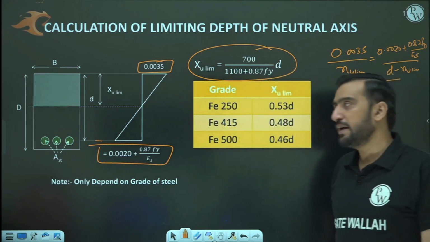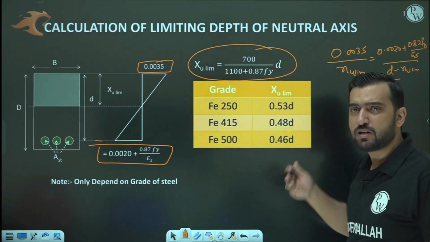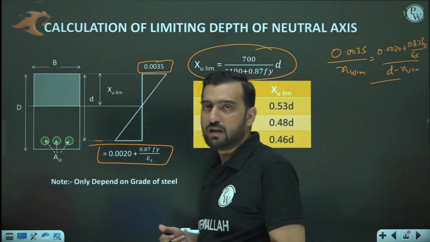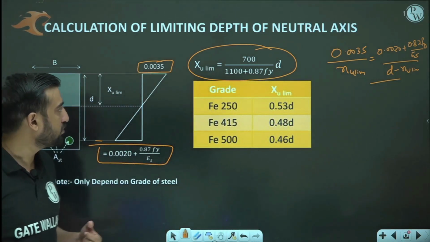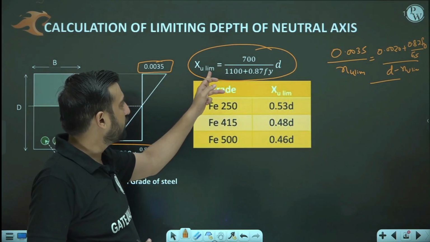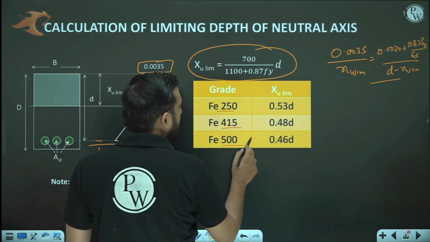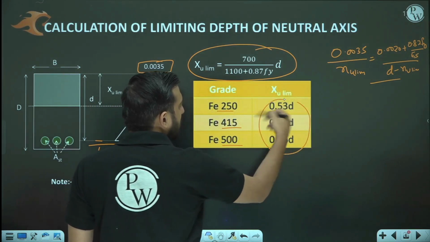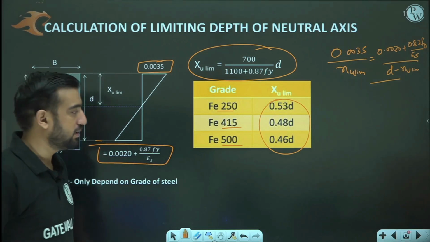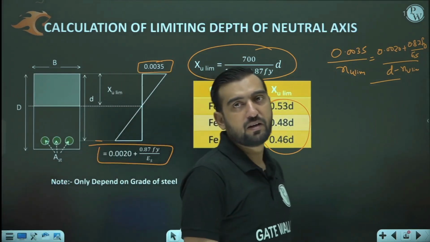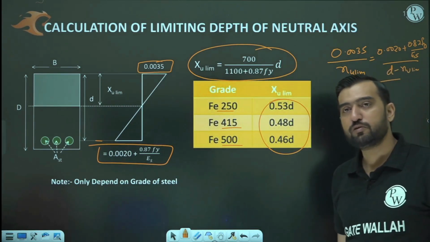Okay. And yes, if we are considering the Young's modulus of steel constant, which is obviously yes, it is equal to 2 into 10 raised to the power 5 MPa or Newton per mm square. So after substituting that value, you are going to get the limiting depth of neutral axis. If you substitute 250, 415 and 500, you are going to get these standard values: 0.53D, 0.48D and 0.46D. Are you getting the concept or not, my dear friend? So this is the concept of limiting depth of neutral axis.